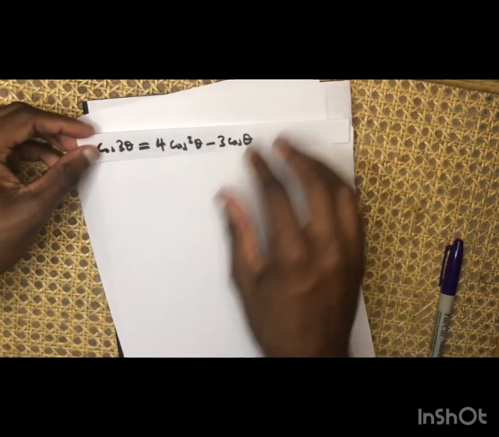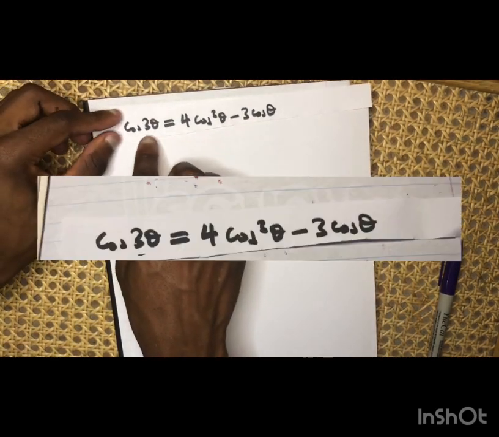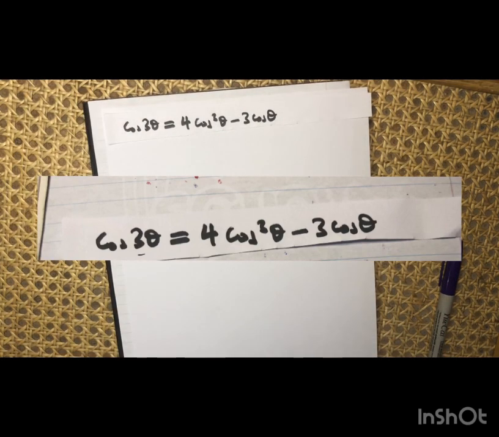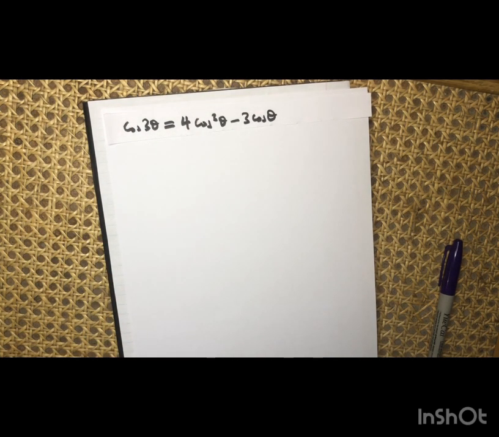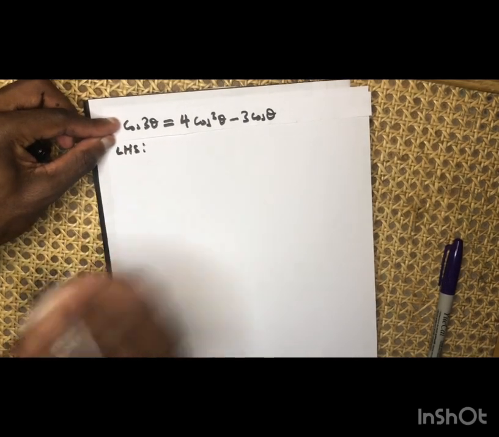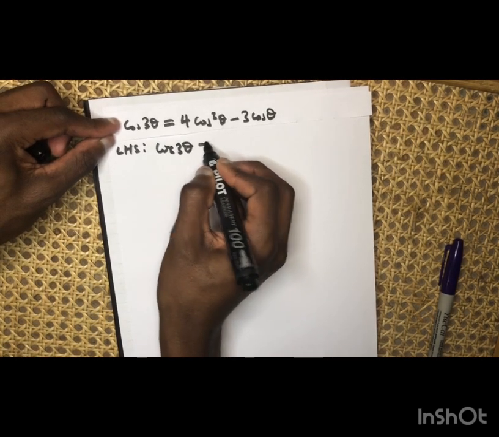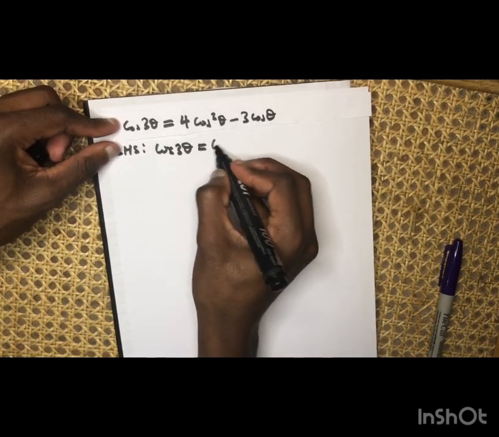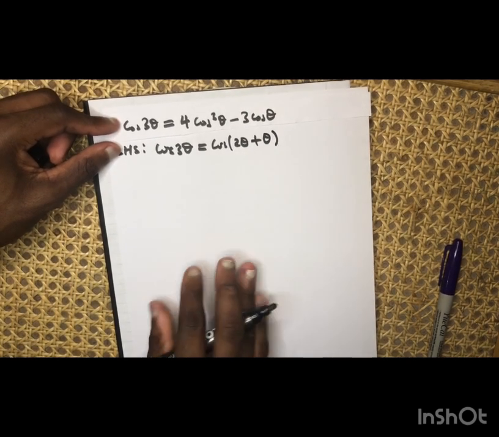So we have this question, guys. We are given that cos 3 theta equals 4 cos cube theta minus 3 cos theta. We are proving the left hand side is equal to the right hand side. So in this case, I'm going to take the left hand side, guys, which is cos 3 theta. Remember, same approach, guys. It's going to be cos of 2 theta plus theta.